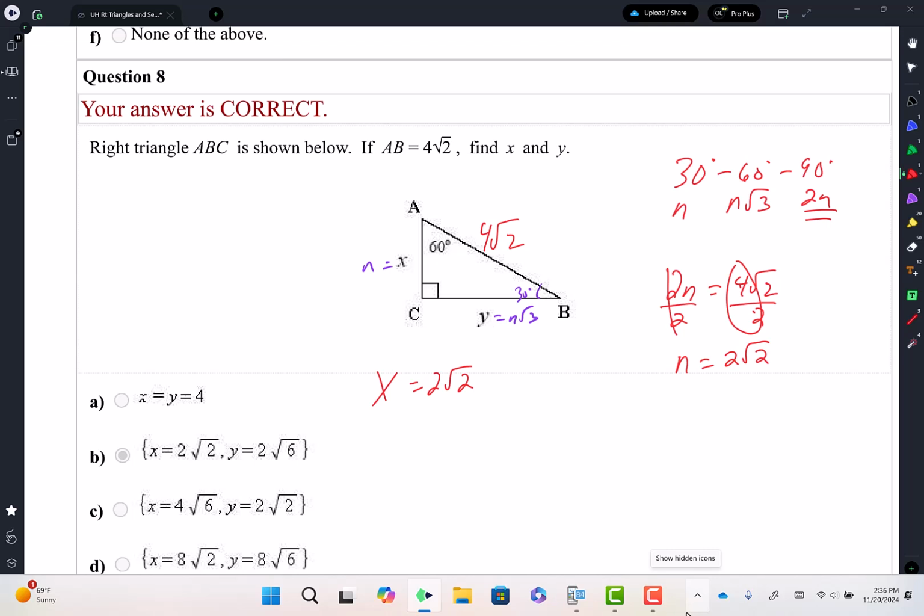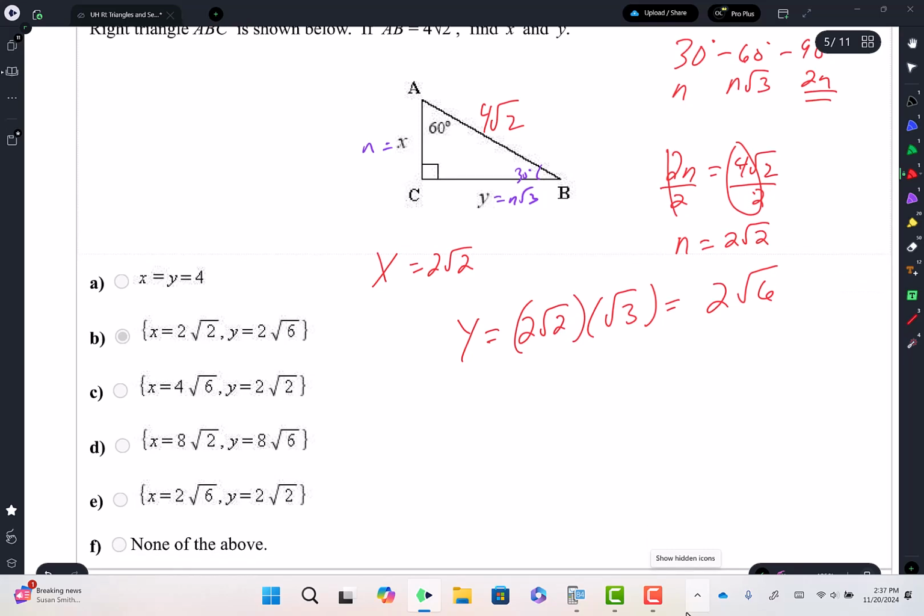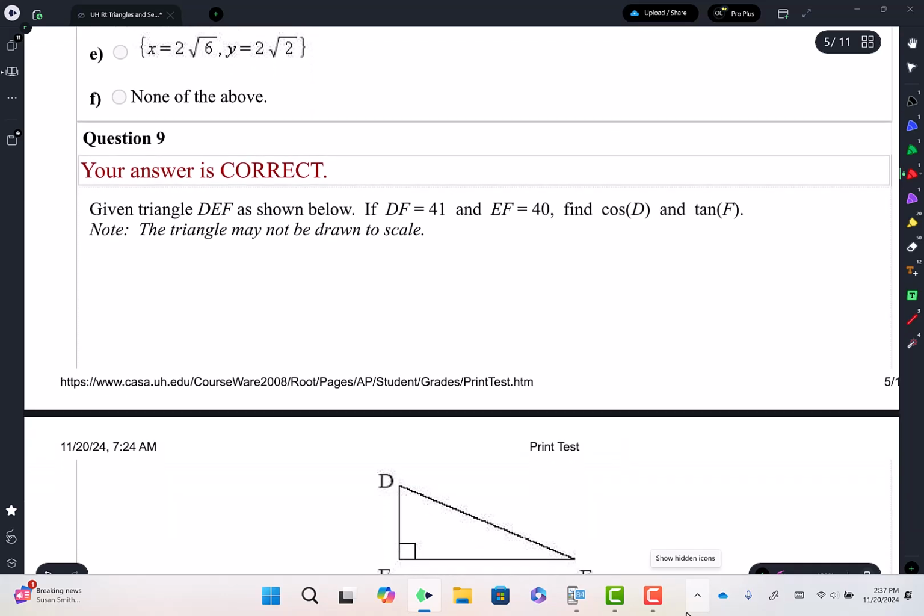Now to get the long leg, I take the small leg, the 2 root 2, and I multiply it by square root of 3. So y equals 2 root 2 multiplied by square root of 3. So you get 2 root 6. Laws of exponents: square root of 2 times square root of 3 is square root of 6. Are we doing okay, guys? I look for that answer, and there it is. And then for 45, 45, 90, it would be n, n, n square root of 2.